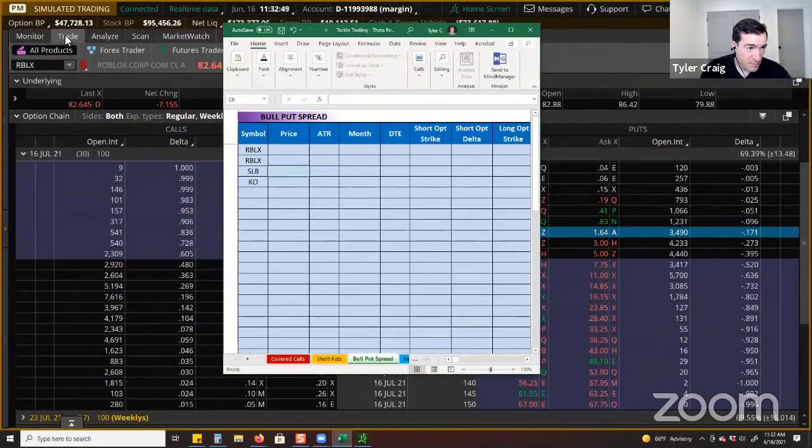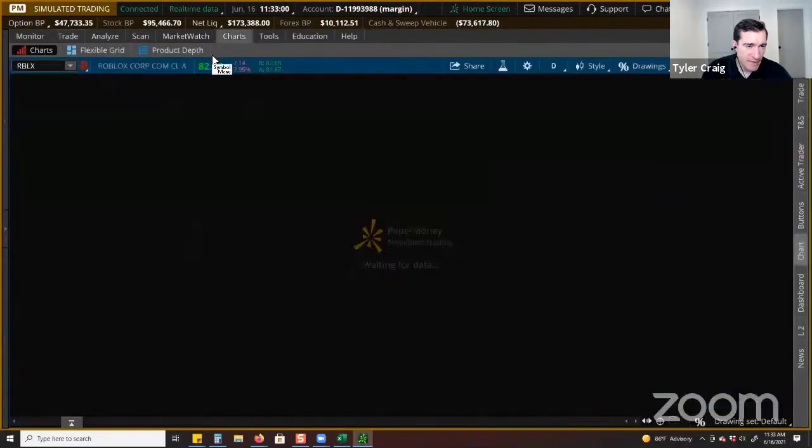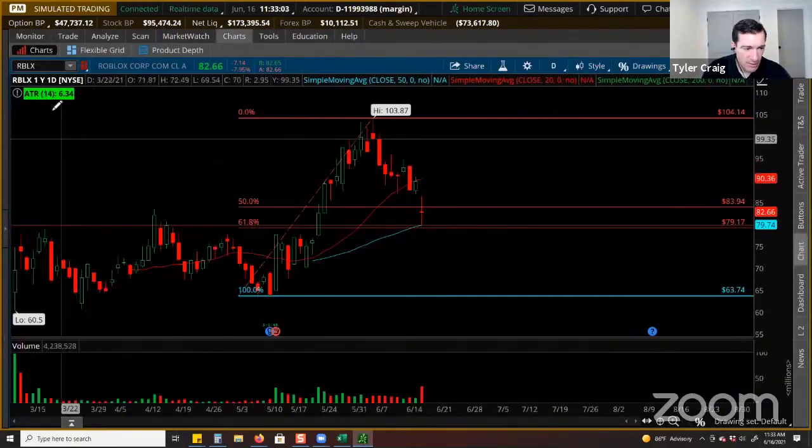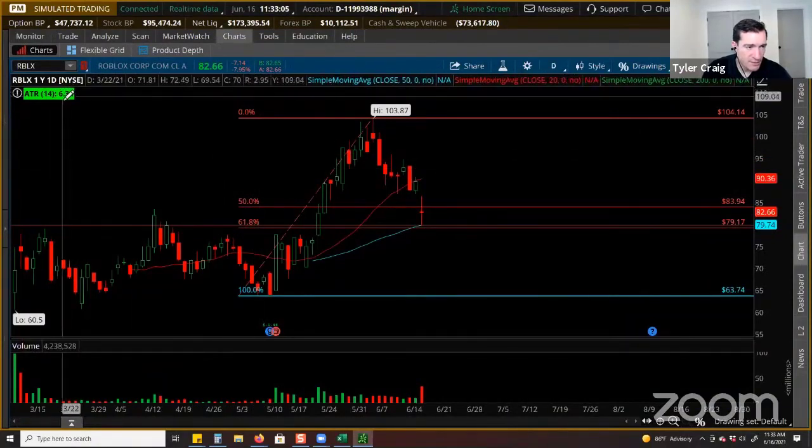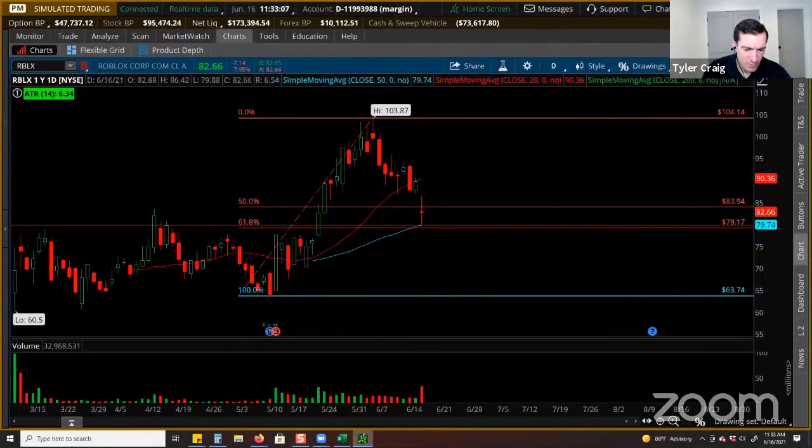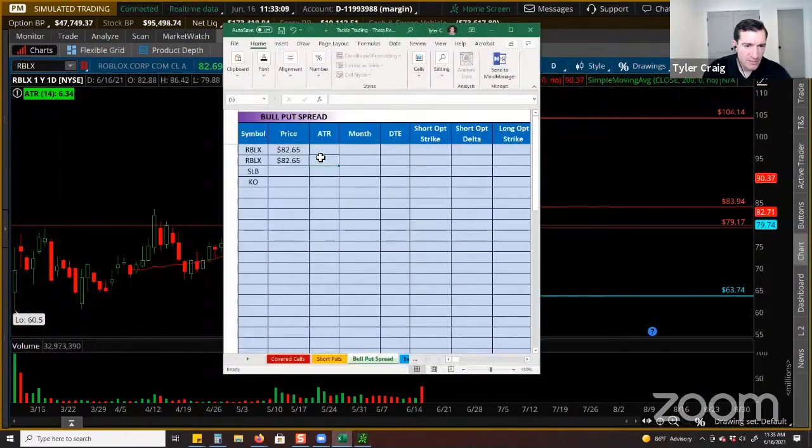So Roblox, I'm in my trade tab in Thinkorswim. The stock price is $82.65. And I'm going to do this twice, so I'll throw both in there. The average true range, I find that on my chart. I have a little indicator that tells me what the ATR is, $6.34. That's essentially how much this is moving on average per day.